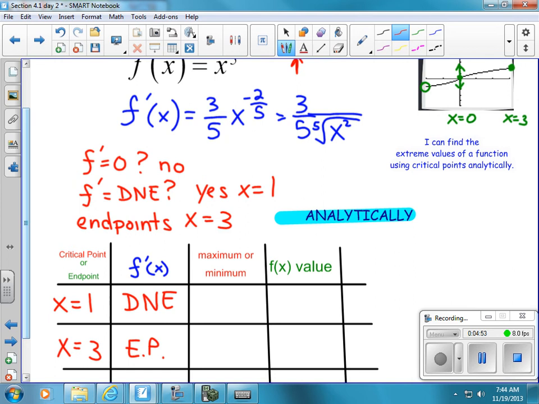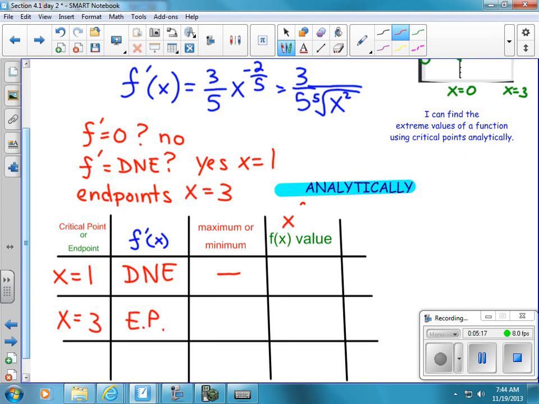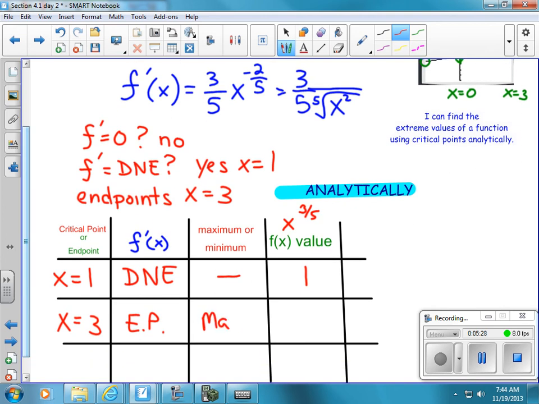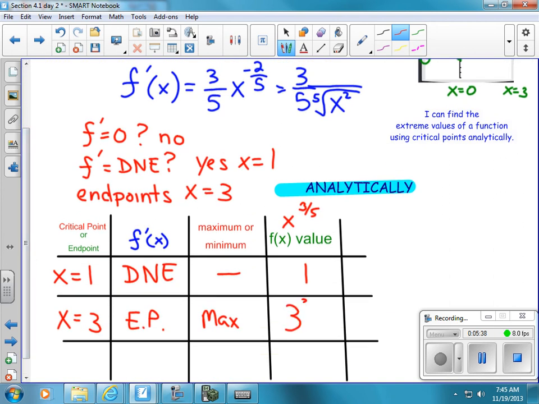So anyway, at the critical point there is not a maximum or a minimum. This is an example where you have a critical point that is not an extremum. It's a very important distinction to make. And then we also just want to know the function value. Remember, our function is x to the 3/5. If we plug a 1 in there, we just get a 1. The endpoint, if we look at the graph, is a maximum. All the points around it are less than the function value at x equals 3. And the function value at x equals 3 is just 3 to the 3/5. You can write that as a decimal if you want, but I wouldn't waste my time.